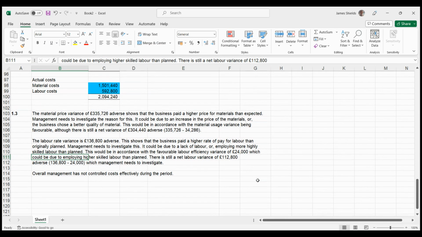Now, because these variances need to be investigated, my conclusion is, overall, management has not controlled costs effectively during the period. So that's a question on reconciliation of budgeted costs to actual costs.